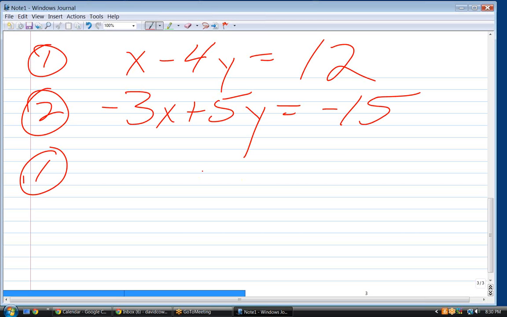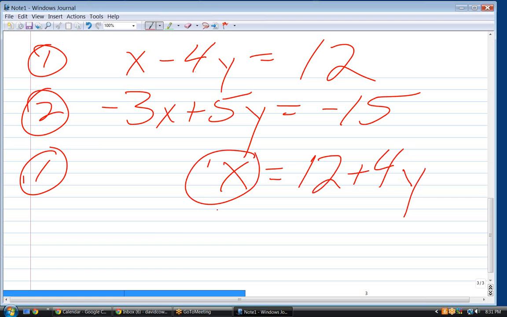Would it be negative 4y equals... No. In other words, you picked the first one because it had just an x, because all we have to do is add 4y to both sides. Okay, so x equals 12 plus 4y, or minus 12? No, plus 4y. In other words, all I'm doing is rearranging equation number 1 so that I get it in terms of one variable.